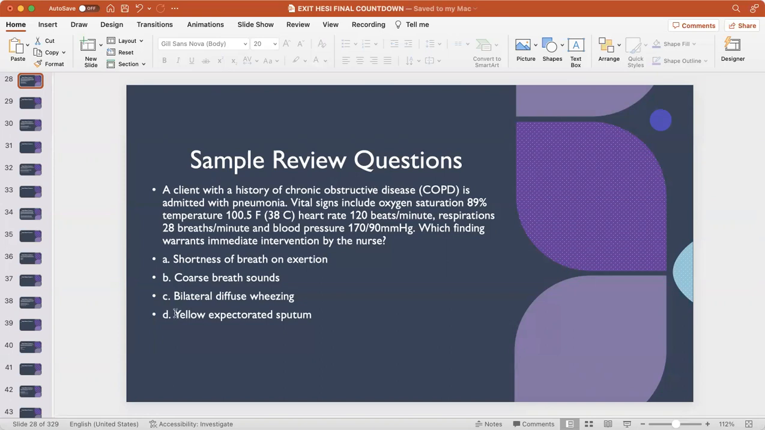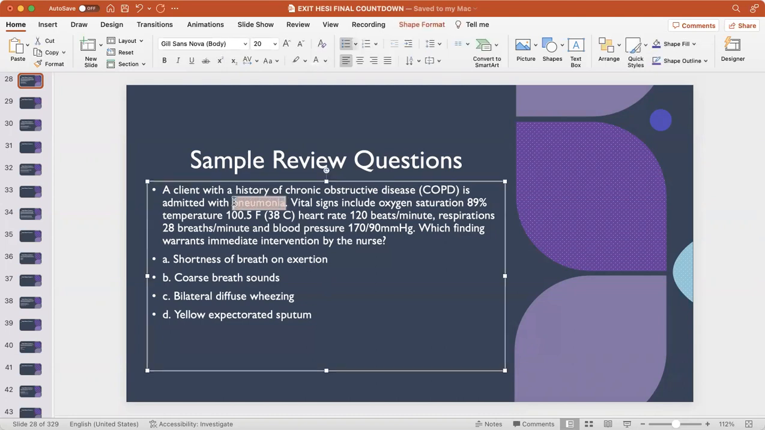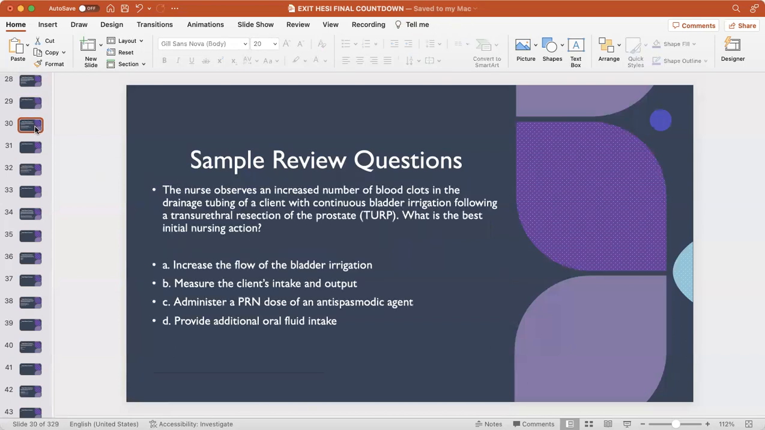All right, cool. Yellow expectorated sputum. What do we know about yellow expectorated sputum? It's an infection. Cool. Also known as, dun dun dun dun, there she be. So all that's left is coarse breath sounds. Make sense? Cool. Yeah. All right. Here we go.